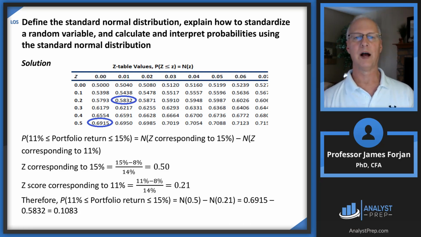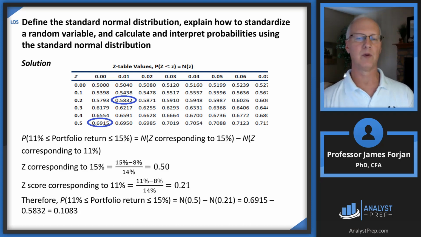The 0.5 is easy, so we go down to z of 0.5 and we go to the column of 0.0. So you add 0.5 plus 0.0, and that probability is 69.15%. And then for the probability corresponding to the 11%, run your finger down till you get to 0.2. Run your finger over until you add 0.01. So 0.2 plus 0.01 gives you the 0.21 z value.